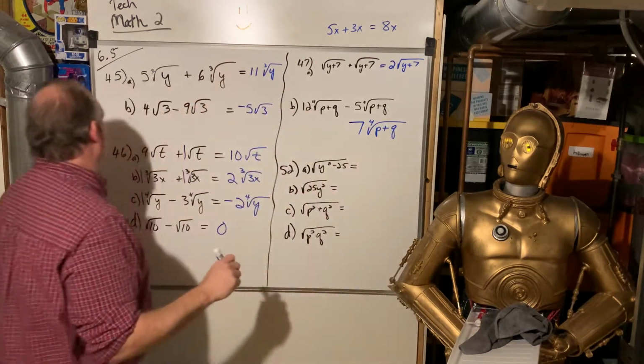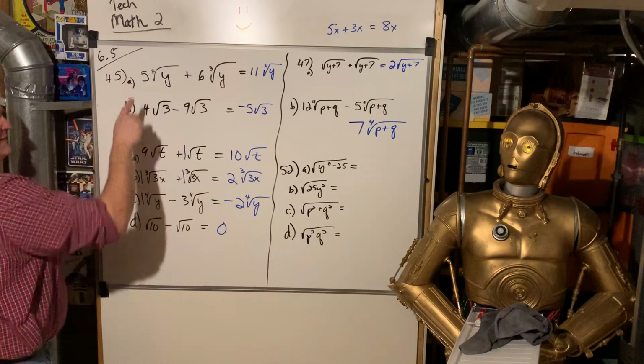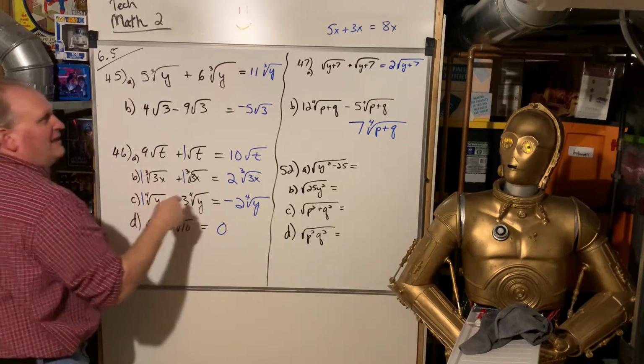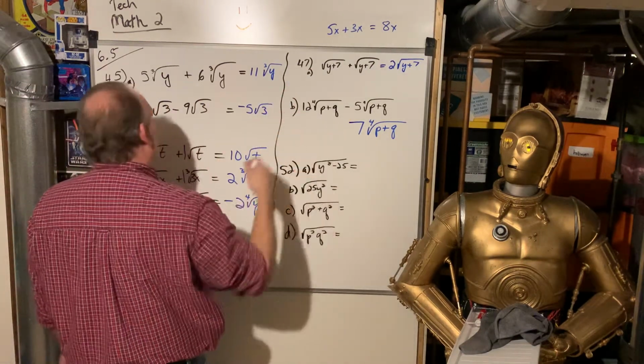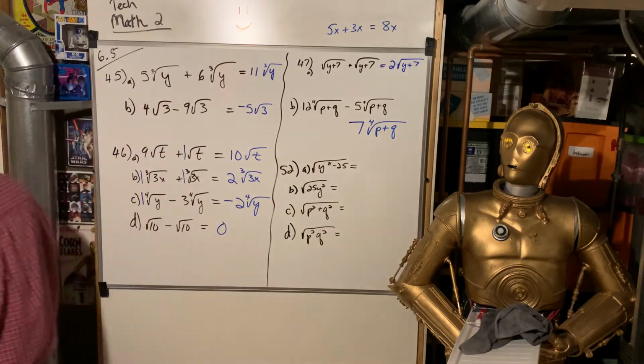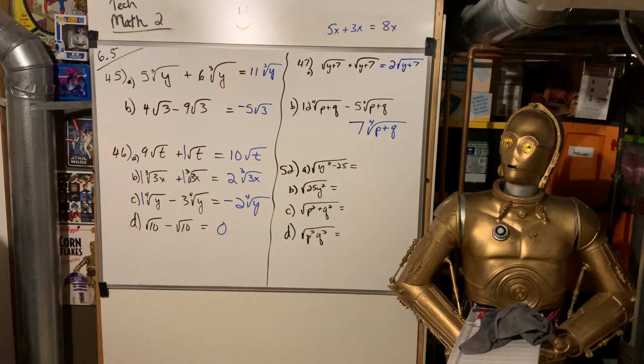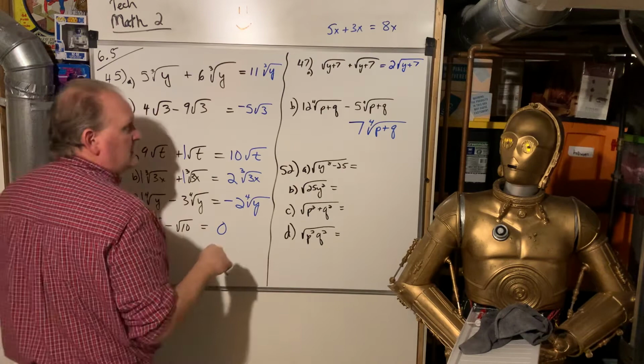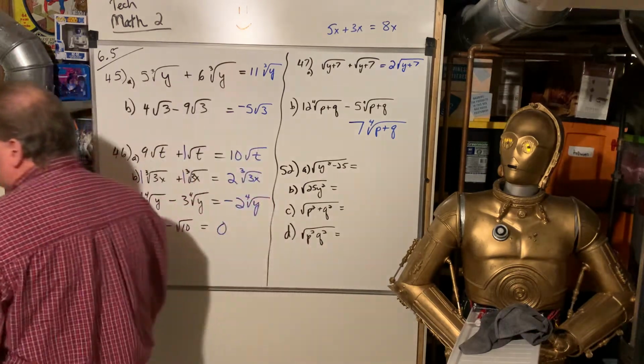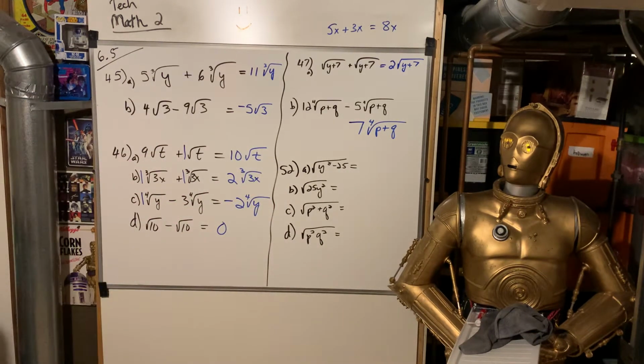Oh, I'm sorry, I didn't tell the number. So that was 45. This is 46. That's right underneath it. And then 47. So these were all three kind of right in a row on page 268, 269. Then let's skip to 52.